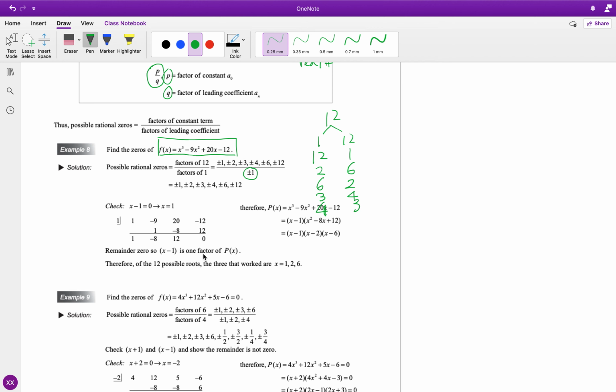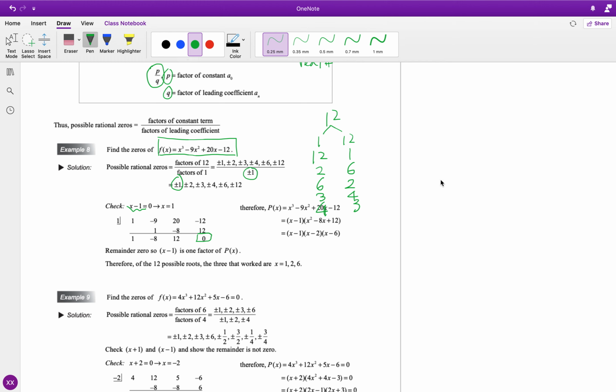So what you have to do is test each one of them. Of course, we always start from the smallest one. So let's try the 1. Oh, this one we're very lucky. As soon as we try the 1, the remainder is 0. So that means x minus 1 is one of the factors.